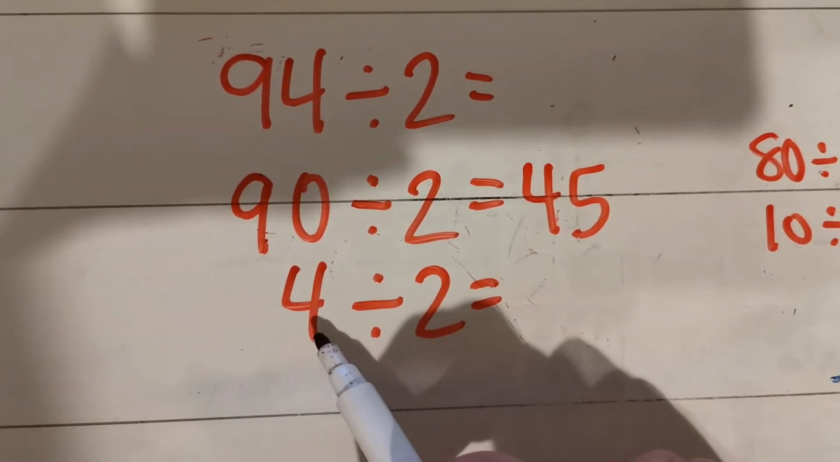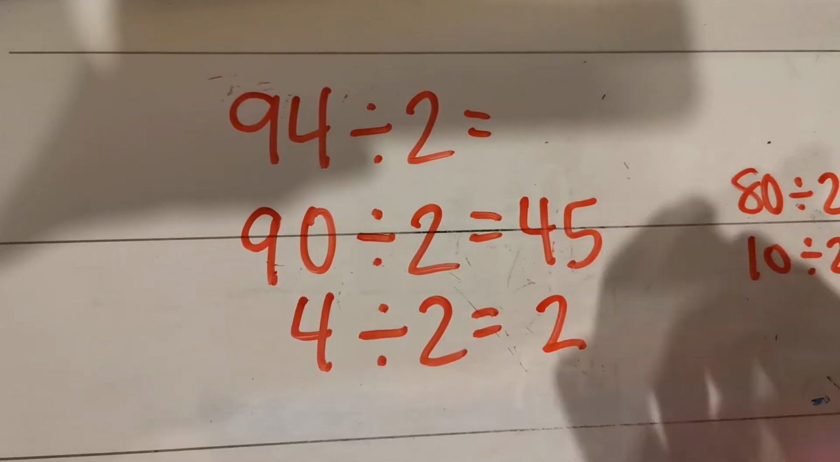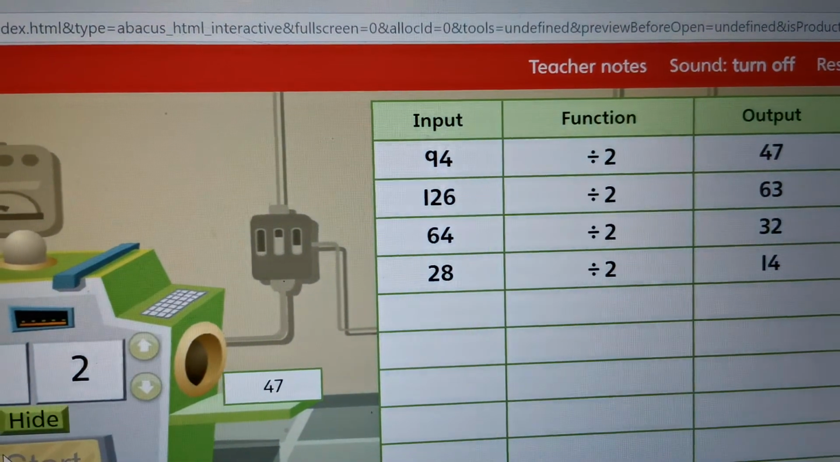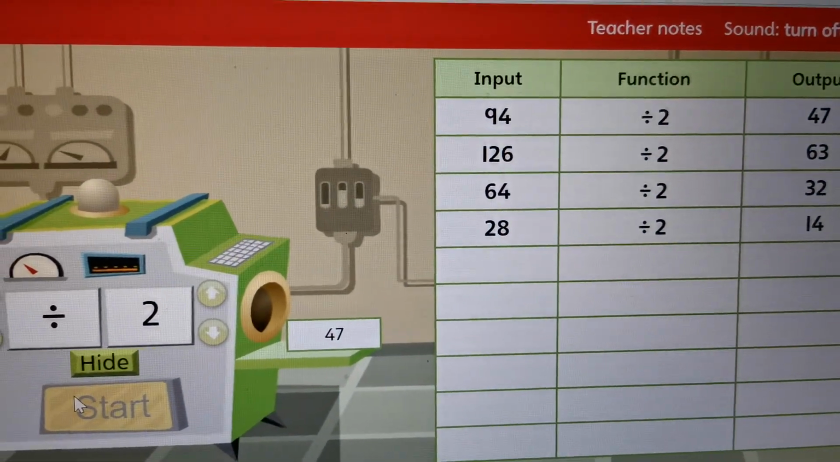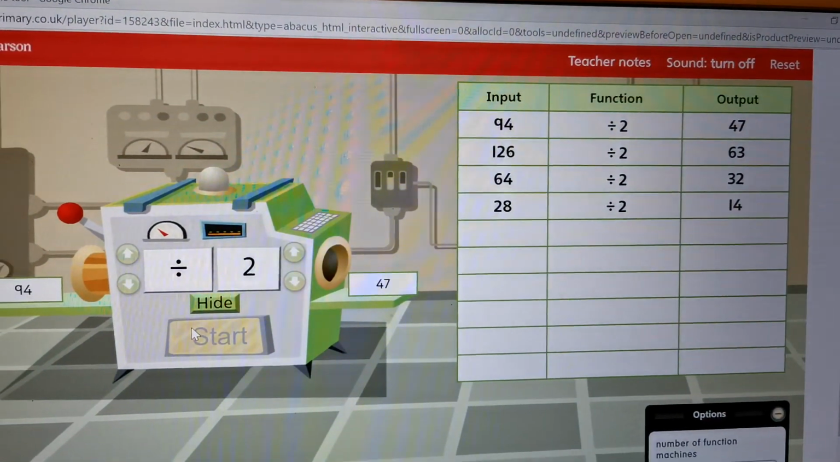Okay, then 4 divided by 2 is 2. Now we still need to add those two numbers up. 47. And there's our 47. All right, I'm going to have to stop it there, otherwise this video will be too long.